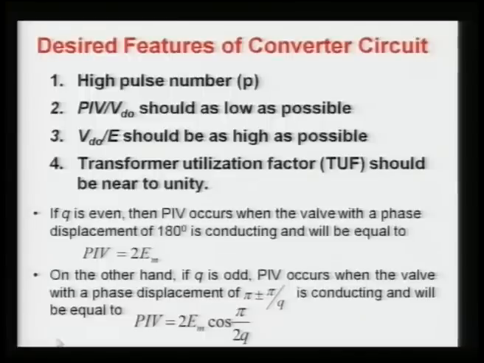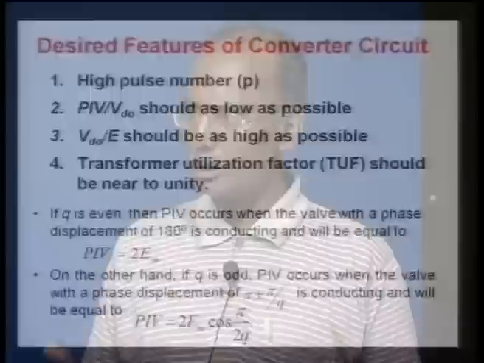We should have the peak inverse voltage over VDO, that is the DC output voltage without any delay, as low as possible. We should have the DC output voltage, that is the ratio of E, the impressed voltage, as high as possible, and the transformer utilization factor should be near to unity.